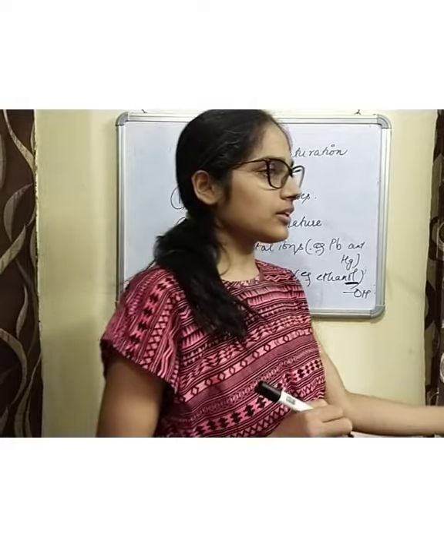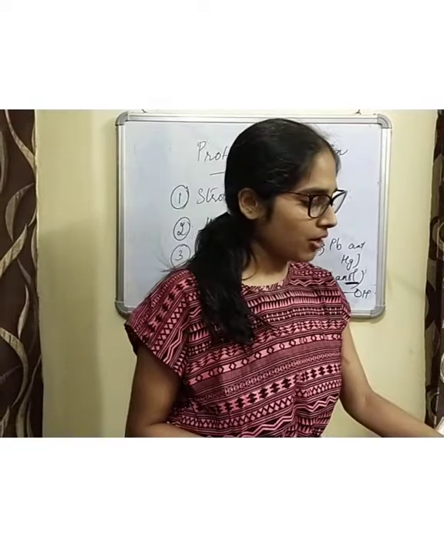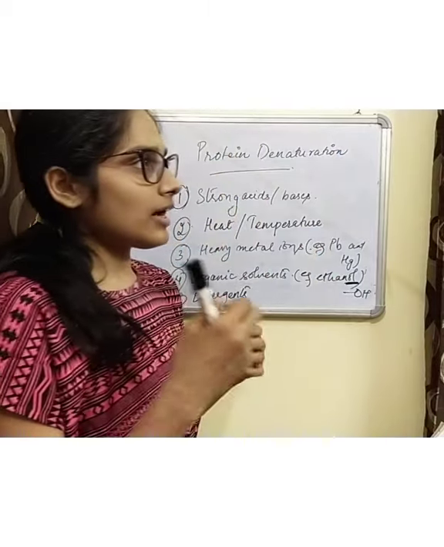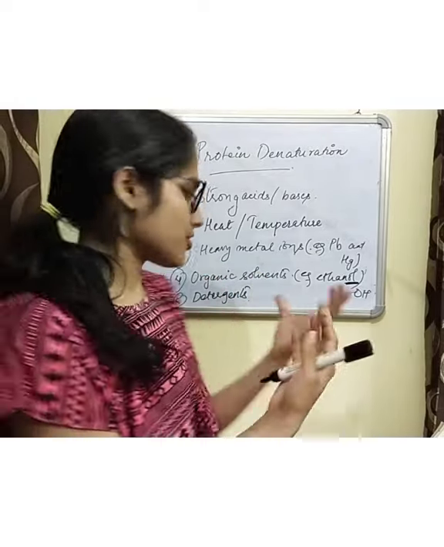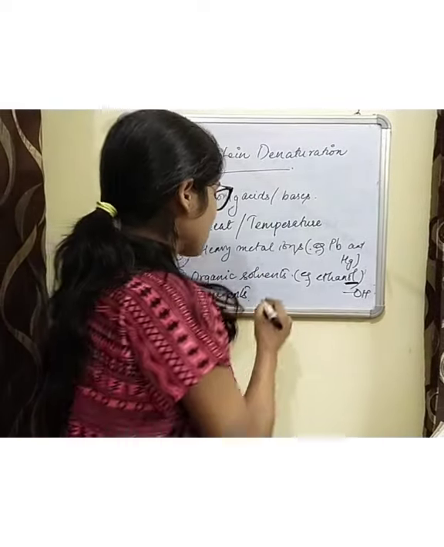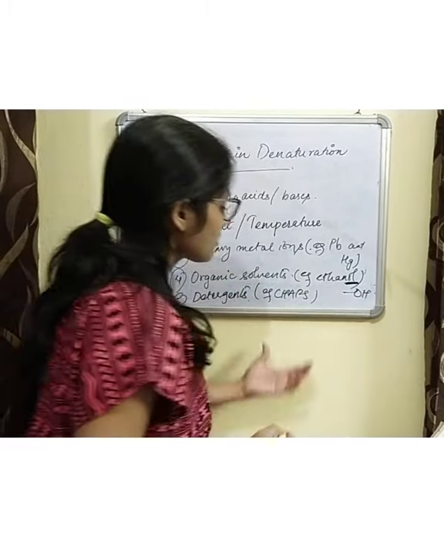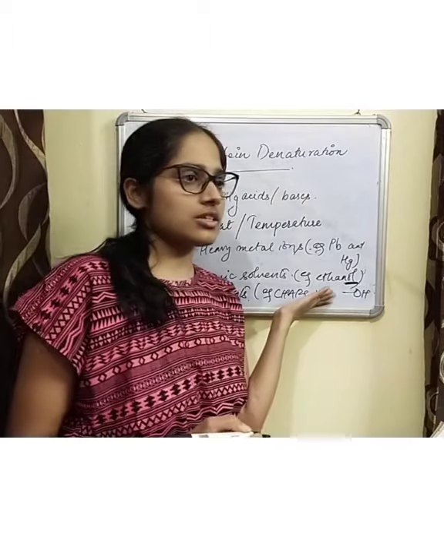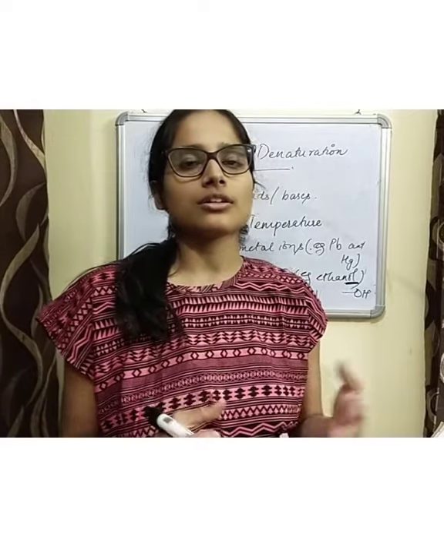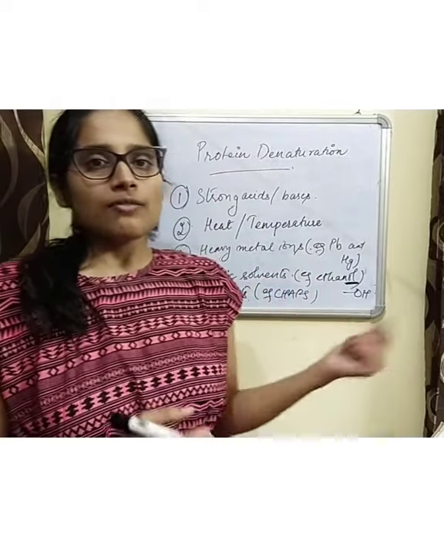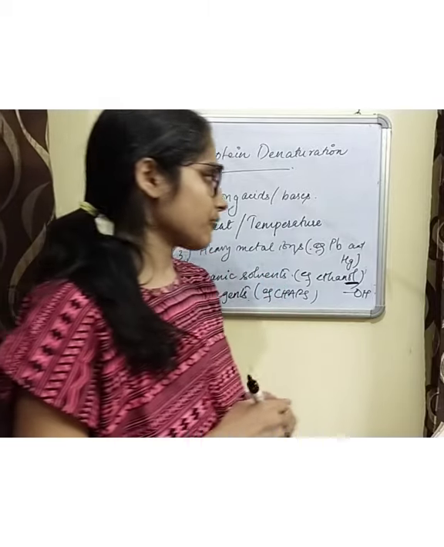So next, fifth, is detergents. What do the detergents do? Detergents are amphipathic molecules which disturb the hydrophobic interactions because they are amphipathic in nature. For example, CHAPS. So these detergents are amphipathic in nature, and they break hydrophobic interactions which are involved in protein folding.